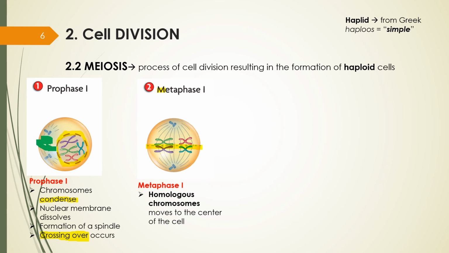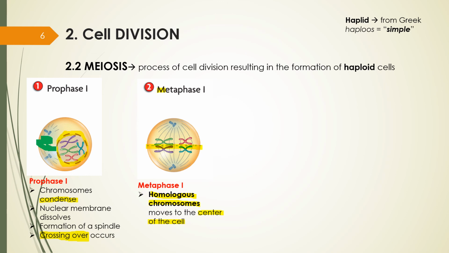So the homologous chromosome, what's a homologous chromosome? Chromosomes that contain the same kind of genes. Okay, for example, genes for color of eyes. I receive one gene from my daddy and one gene from my mom. They are not exactly the same, but they do the same job, that is the color of my eyes. So here, the homologous chromosomes go to the center of the cell.